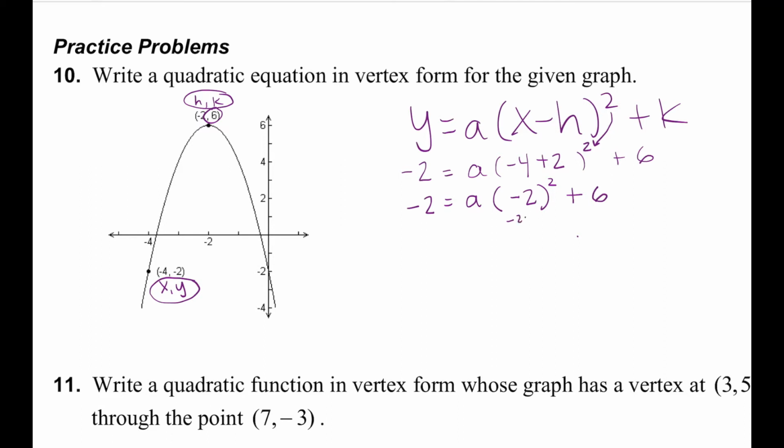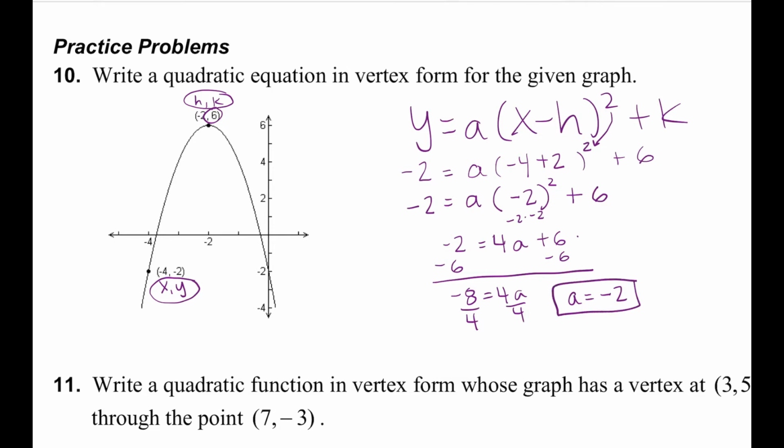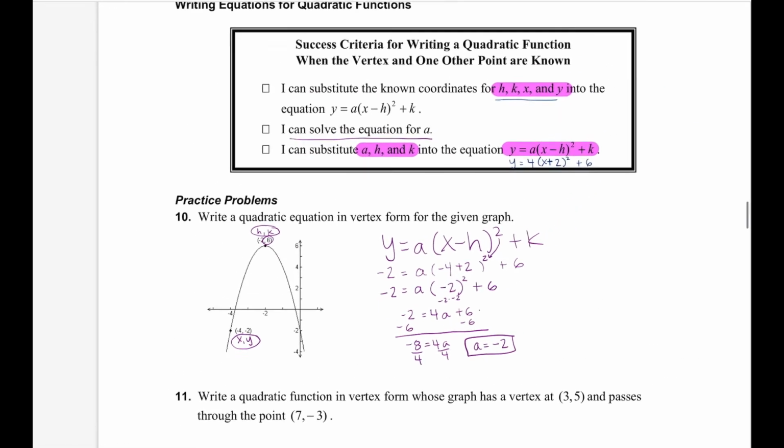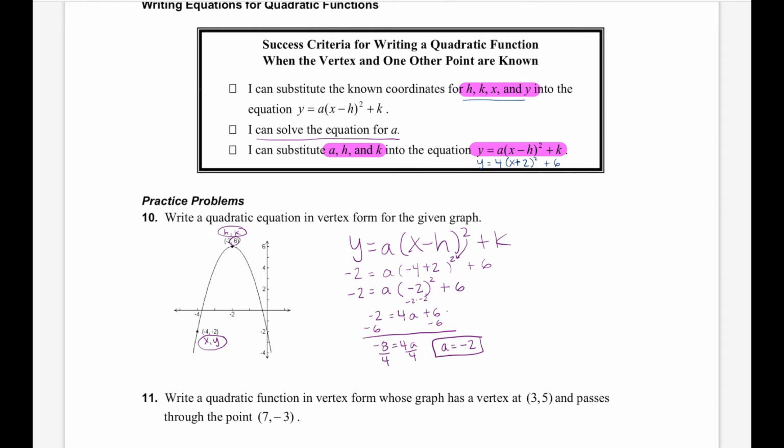Okay, negative 2 squared is negative 2 times negative 2, and a negative 2 times a negative 2 is a positive 4. I minus my 6, and I get negative 8 equals 4a. I divide by 4. So my a is going to equal negative 2. So now I've plugged in my numbers, I've solved for a, and the last step is we're going to substitute a, h, and k into the equation.